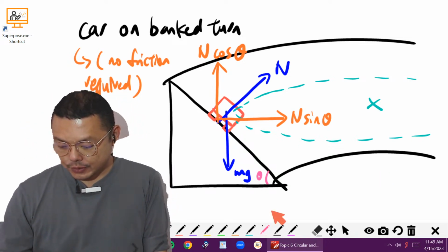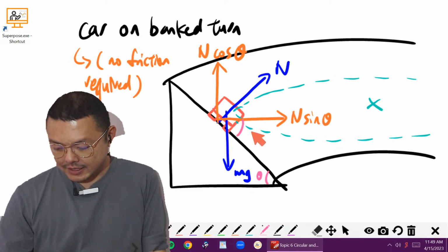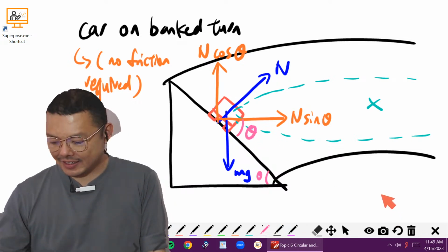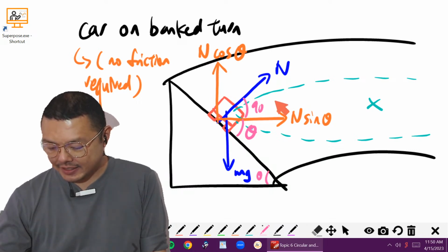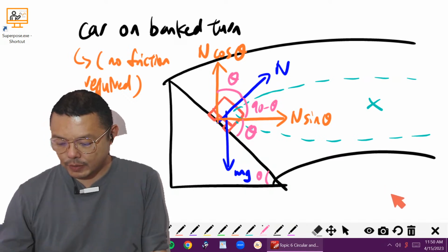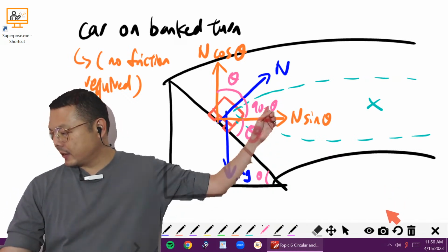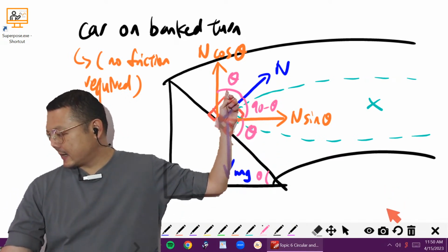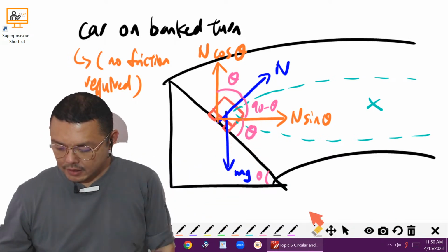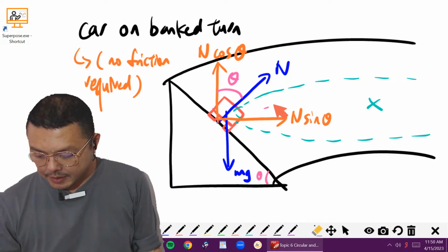Right, for those who can't see this. Is this theta? Alternate angle is theta, right? Then this one will be 90 minus theta. Okay? If that's 90 minus theta, that means the top one here is also theta. Ian, you okay there? Can you see this? Right, so theta here, 90 minus theta, and then theta up there. Okay, good. Right, let's clean up the image a bit, but there you go.